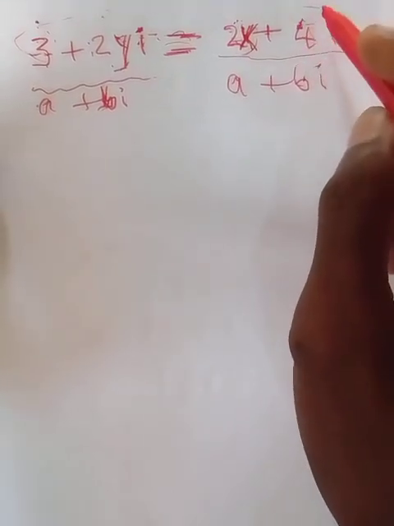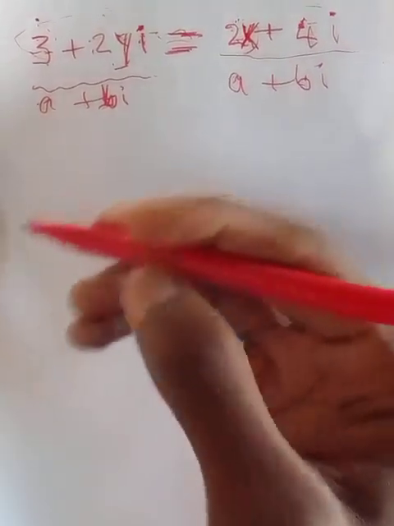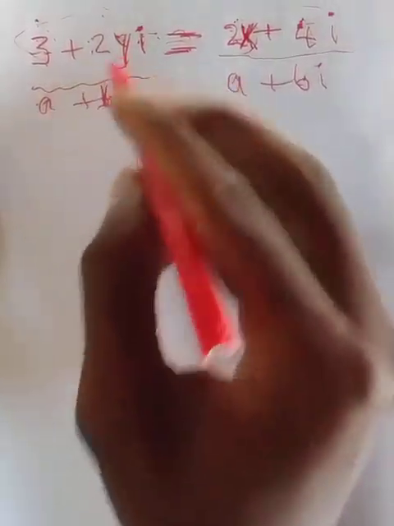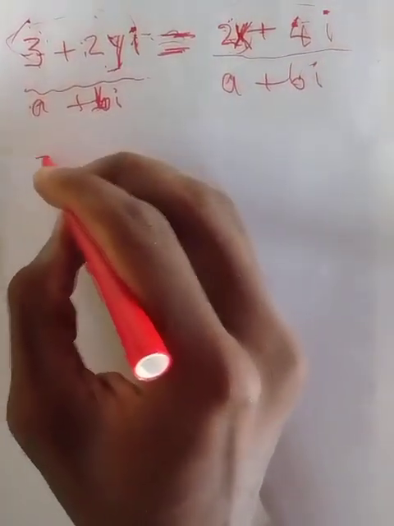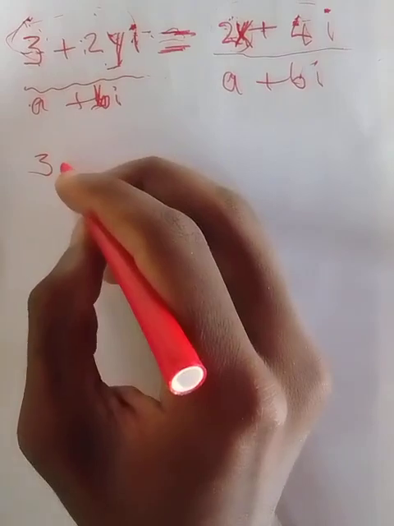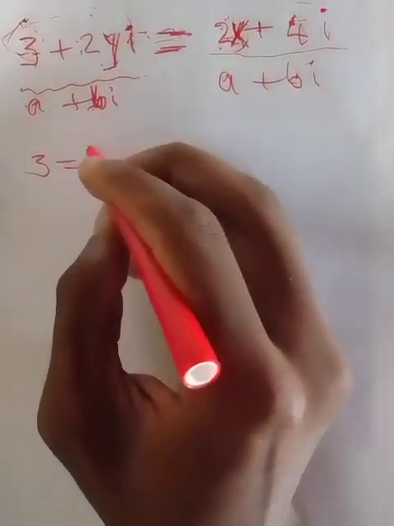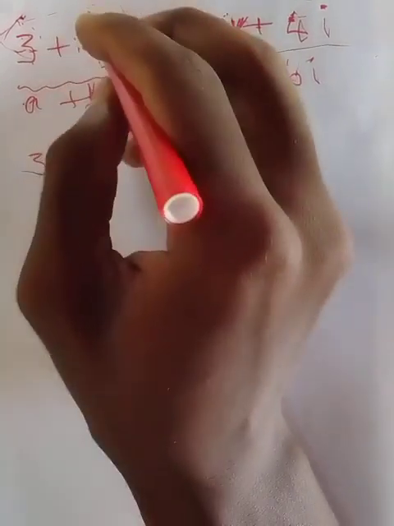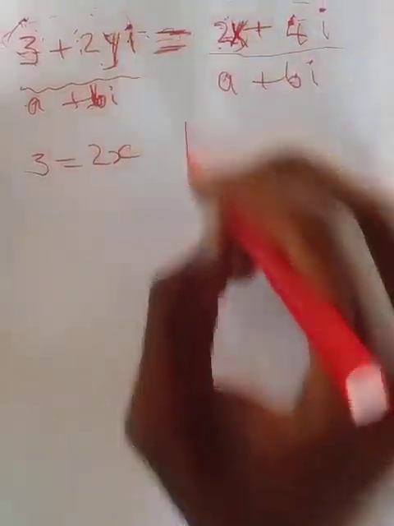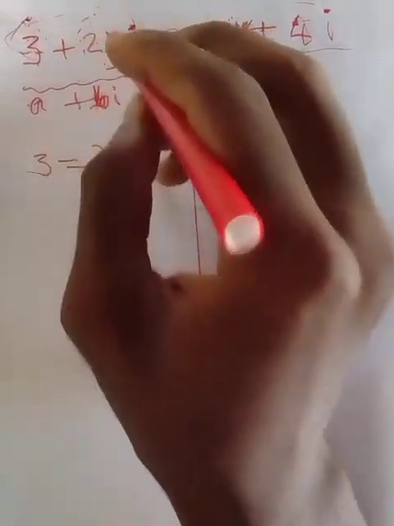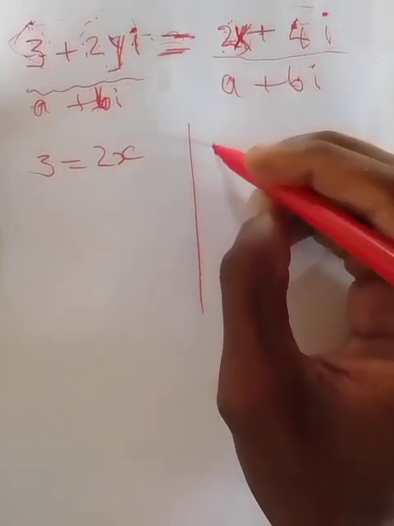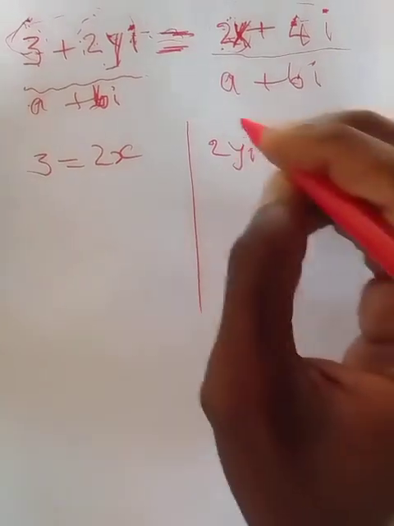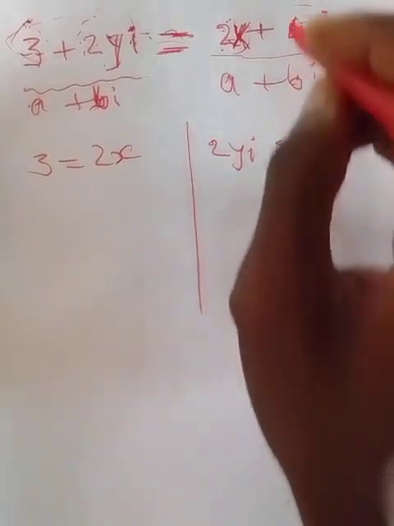Now what do I mean by that? Let me write it down. Every time you see a complex number equated to a complex number, it is the same as saying that the real part on this side is equal to the real part on that side. Even this one, the imaginary part of this complex number, which is 2yi, is the same as the imaginary part on this side, which is 4yi.